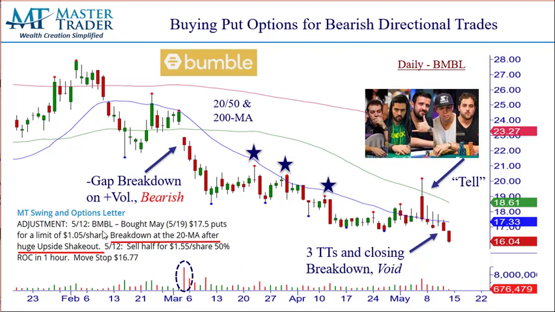We give the technical setup: breakdown at the 20-period moving average after huge upside shakeout. That's what this bar is. It's an upside shakeout. The bulls got trapped. We also use this term, the tell, and I'm giving you some pictures of these smart Brazilian poker players. It's something that happens in poker when they say, I got you. You have now shown your hand, and I'm ready to move forward with my approach.